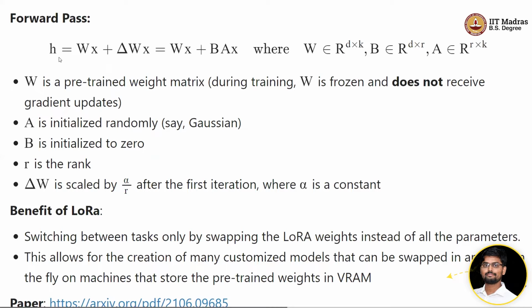Remember, during the forward pass, we compute the representation. The W is the pre-trained weight, which we freeze during the forward pass, and del W is, again, an approximation matrix, which we can decompose into two matrices B and A with appropriate dimensions. Okay, so all these things.